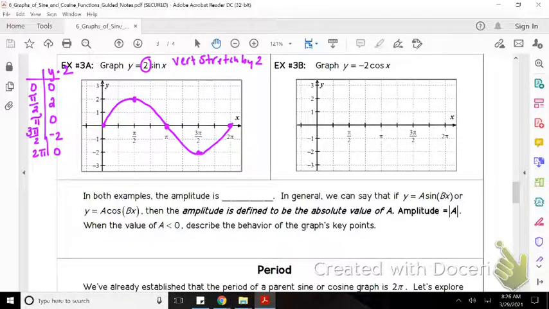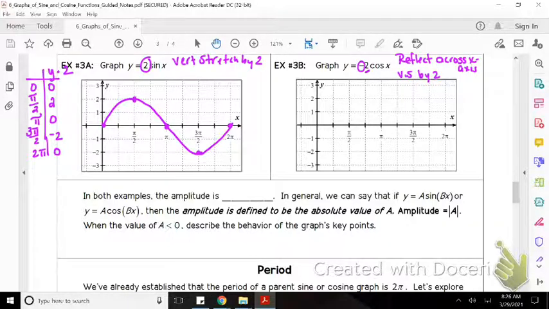All right. Y equals negative cosine of 2x for B. Sorry about that. So the graph of y equals negative 2 cosine of x. Remember the negative, we expect to see this reflect across the x-axis. And the 2 is going to be that vertical stretch by 2, okay?